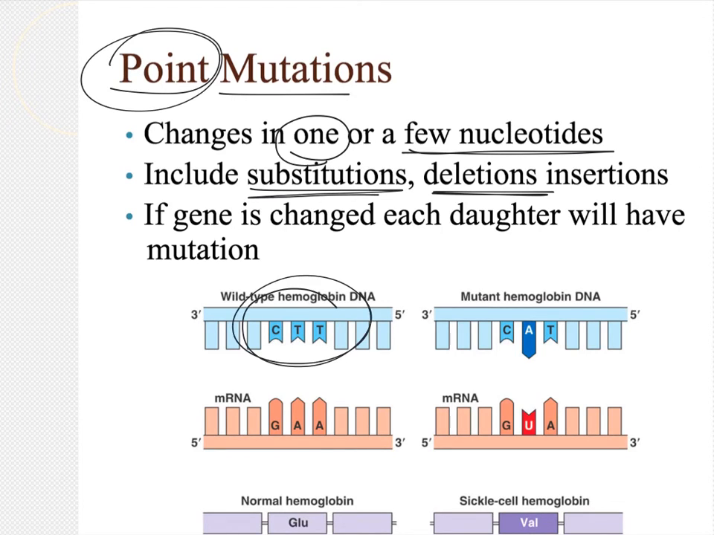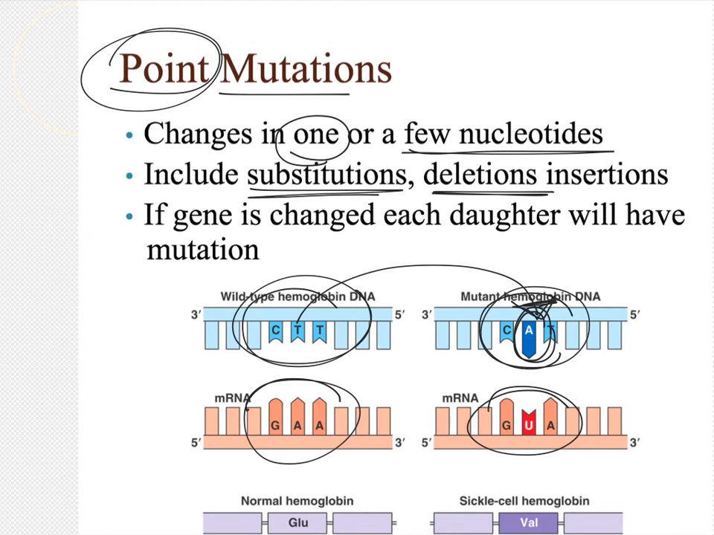So here's a good example for you. Here we've got CTT. The messenger RNA should read GAA. In a point mutation, we have CAT, so you can see the T has been changed to an A, and now the messenger RNA says GUA. So that's a single nucleotide changing.